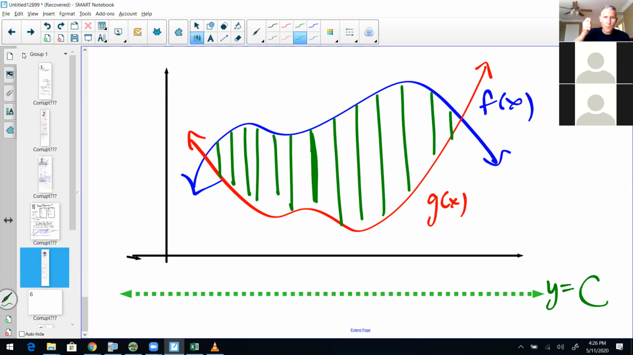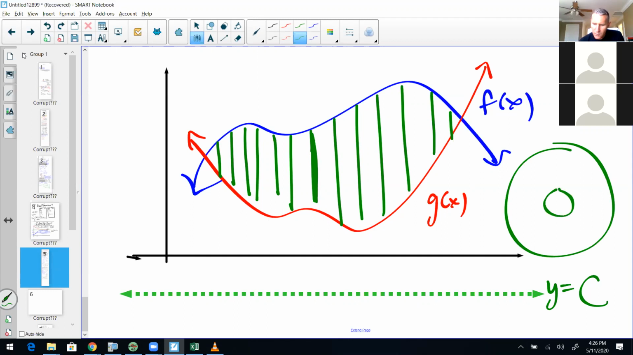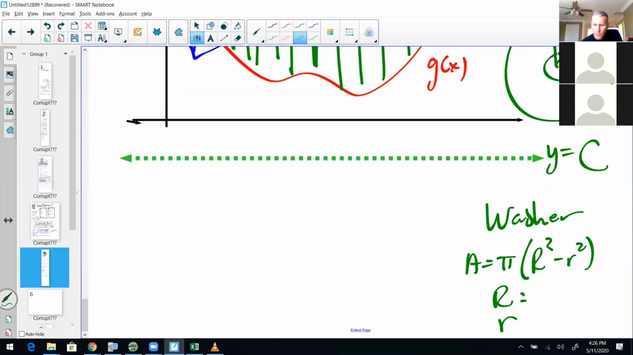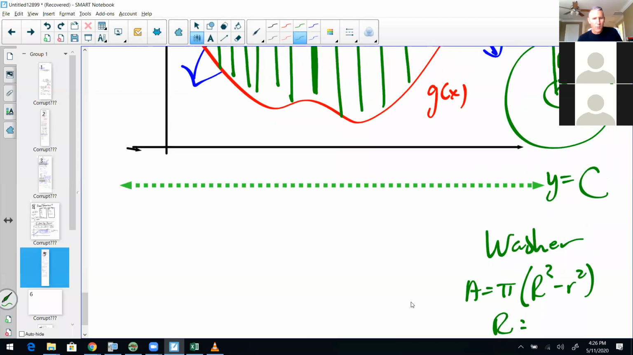So if you take your super sharp samurai sword and you slice it, that thing is going to look like a washer. So it's going to look like this. This is the point c that you're rotating it about, and this would be your big radius, and that's your little radius, right? This is the way that I always set it up. I said, okay, this is a washer method problem. I know that the area is equal to pi times quantity, big R squared minus little r squared. So what is big R? What is little r?